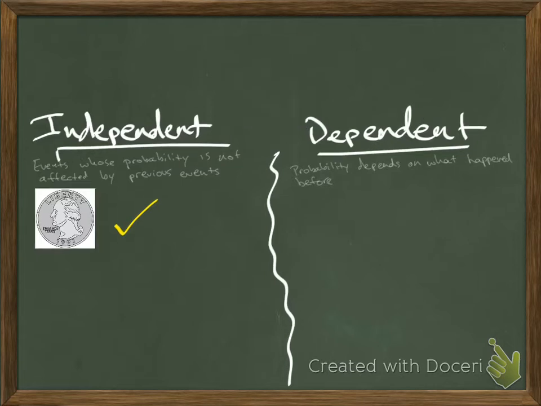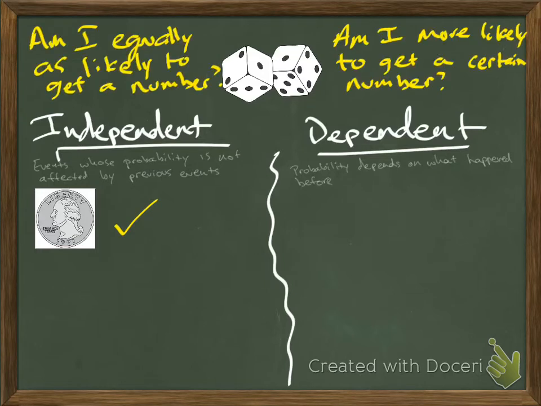Let's take a look at another example. This time, let's roll a dice. And let's think about what would happen. Let's pretend for a moment that I roll a dice and I landed on a 6. Well, now, am I more likely to land on a 6 if I rolled that dice again? Or am I equally likely to land on 6 if I roll that dice again? Well, again, this is an example of an independent event. It doesn't matter what I got before when I rolled that dice. Every time I roll my dice, I am equally as likely to land on a specific number.